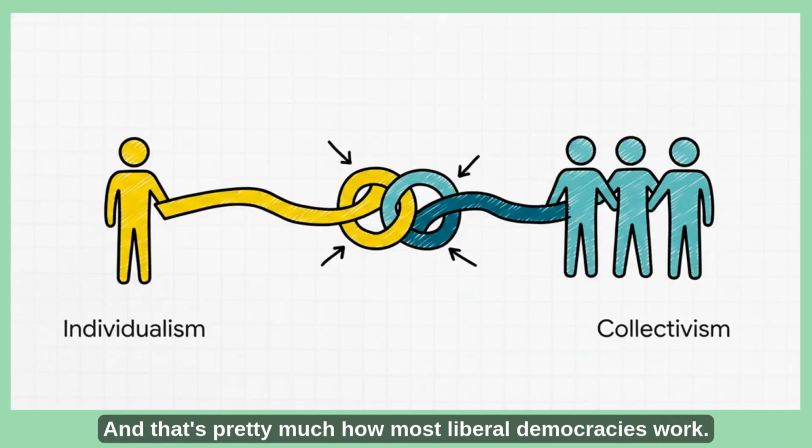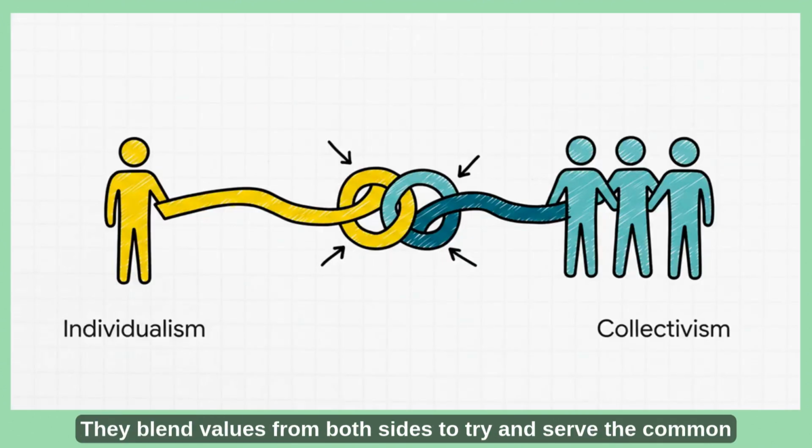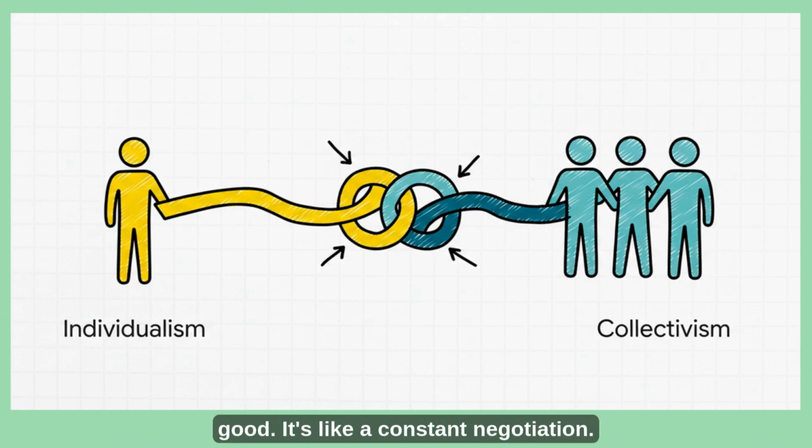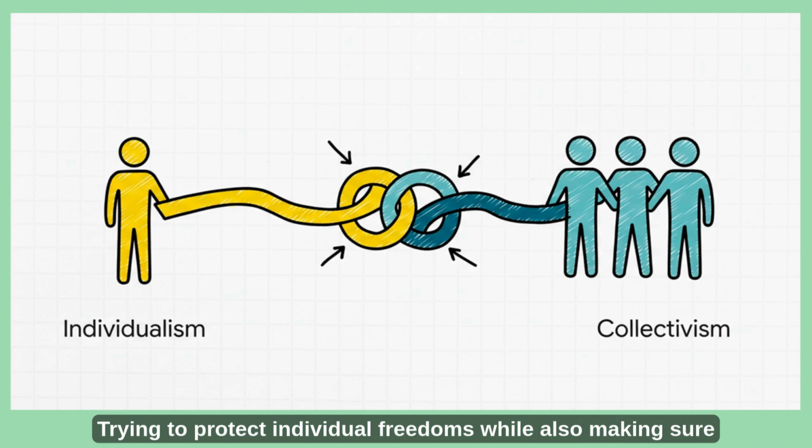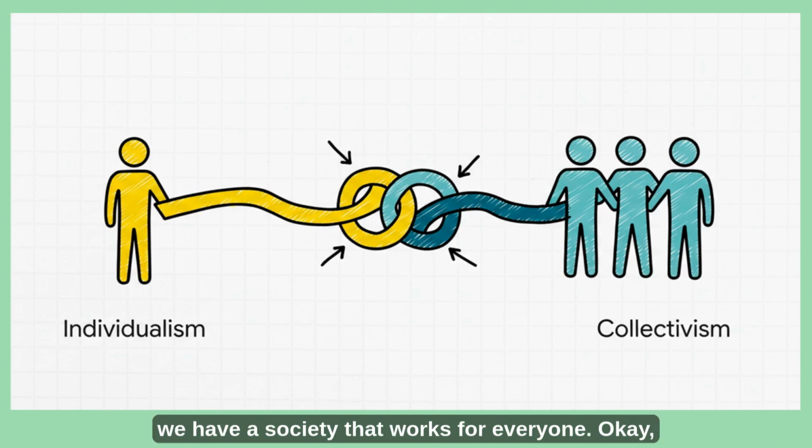And that's pretty much how most liberal democracies work. They blend values from both sides to try and serve the common good. It's like a constant negotiation, this push and pull, trying to protect individual freedoms while also making sure we have a society that works for everyone.